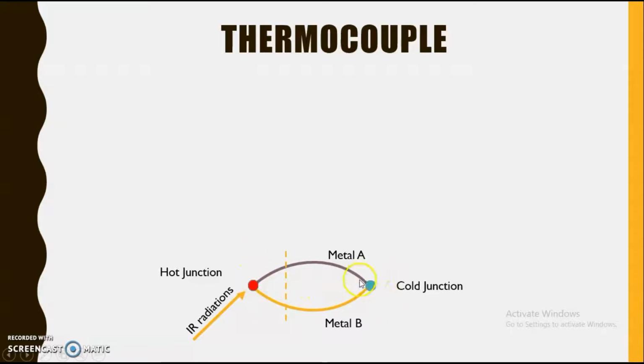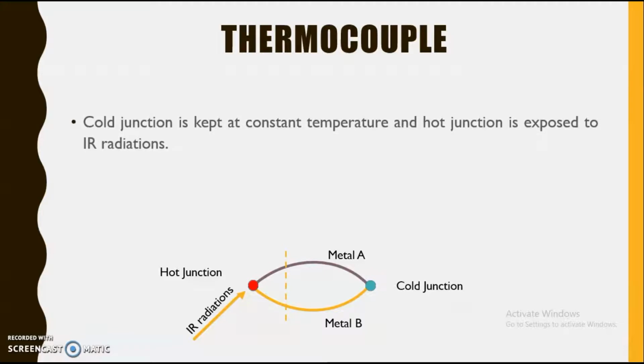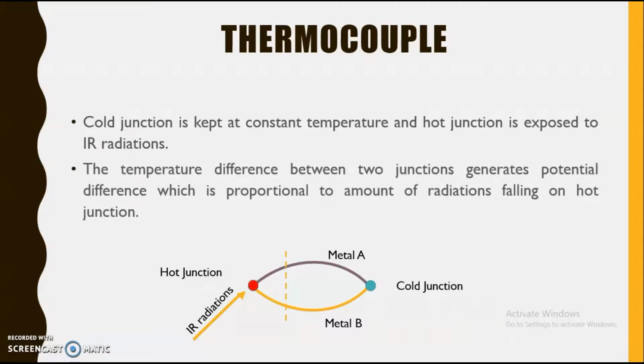And this is made up of a thermally insulated material, where this is the cold junction, and due to which a temperature difference is observed between these two junctions. When IR radiation falls on that particular surface, it becomes hot. Now the cold junction is kept at a constant temperature, and the hot junction is exposed to the IR radiations. The temperature difference between the two junctions generates a potential difference, which is proportional to the amount of radiation falling on the hot junction.